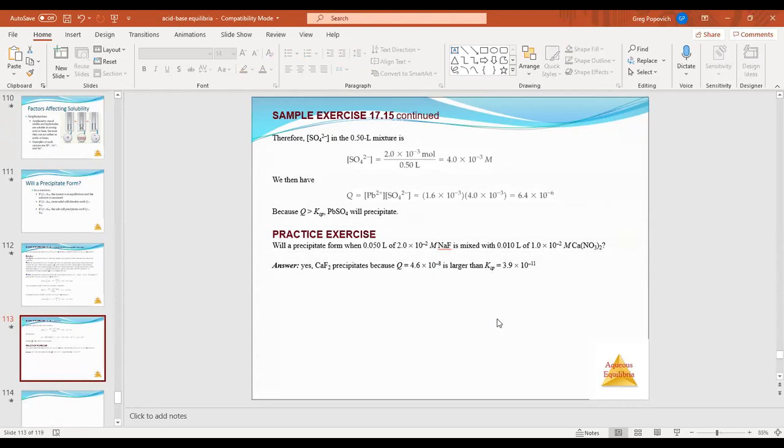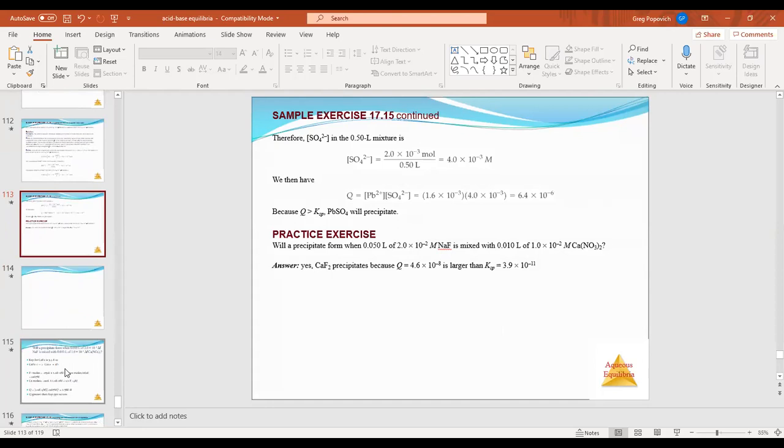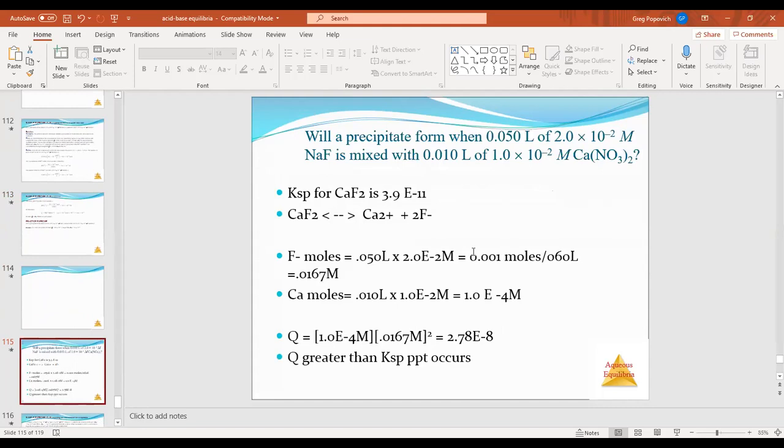So Jenna, look at the second compound. What is the concentration of calcium ions? 1 times 10 to the minus 2, exactly. All right, now I know how much volume I have of each one. Jenna, can I get the moles? Yes. How do I get the moles? Just multiply by the volume. Multiply by the volume. So when I do that, I've got to multiply the 0.050 liters times my fluoride concentration.